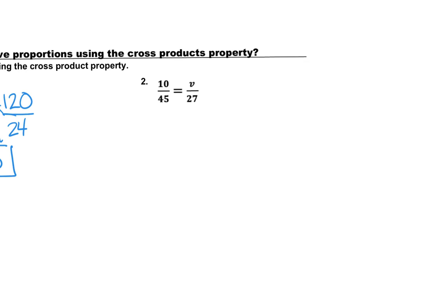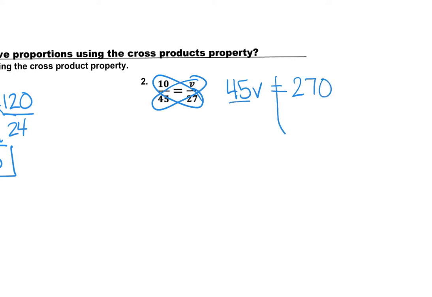All right, number 2, we have 10 all over 45 is equal to v all over 27. And again, we're going to apply that cross products property. I'll multiply 45 times v. I'll have 45v. That's going to be equal to 27 times 10 is 270. All right, now to get that v all by itself, I will divide by 45. And v will be equal to 6.